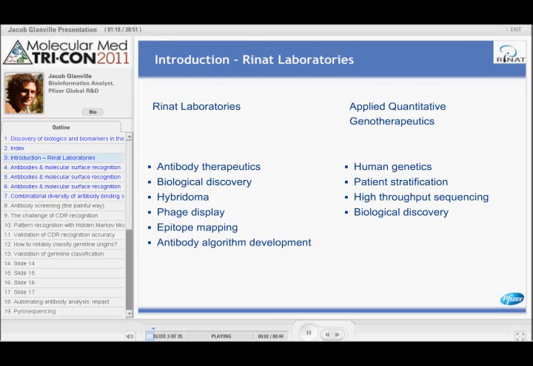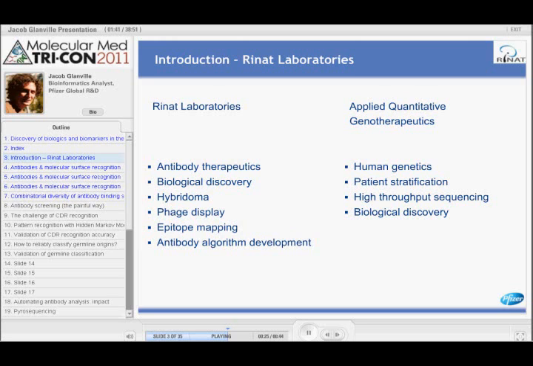So first, I'll just describe a little bit of where I'm working. So Pfizer has the Renat laboratories in South San Francisco. We do biologic-based development and have large biology groups. So we're interested in antibodies both from the perspective of them being our drug, but also from the perspective of analyzing the adaptive repertoire in oncology, autoimmunity, and other disease states.